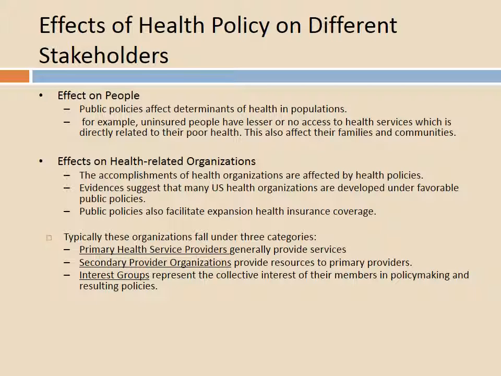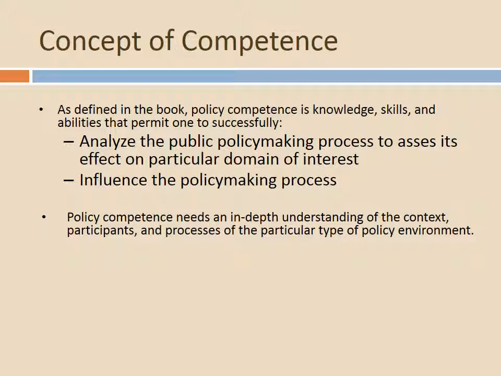These organizations fall under 3 categories: primary health service providers, which provide services; secondary provider organizations, which provide resources for primary providers; and interest groups, which represent the collective interests of their members in the policy-making process. As defined in this book, policy competence is knowledge, skills, and abilities that allow one to successfully analyze and influence the policy-making process. Policy competence needs an in-depth understanding of the context, participants, and processes of a particular type of policy environment.